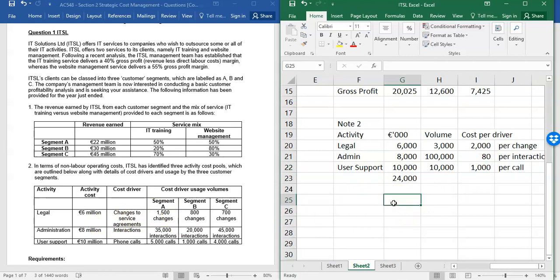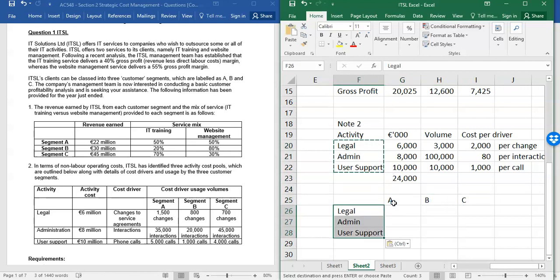Segment A, so we'll just do A, B, and C. And what we're doing is we'll allocate the legal, the admin, and the user support, because we know what portion of each of them use. So the higher the use, the higher the allocation. So that's what activity-based costing is, activity-focused, and it seems to be a fair allocation. The more you use of a driver, the more you should get allocated that cost.